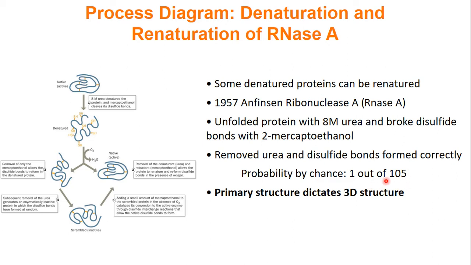And the probability of this happening by chance was 1 out of 10^5. And that number comes from the disulfide bonds reforming correctly. They can reform incorrectly 10^4 ways and only reform correctly 1 way. And he saw that the majority of the proteins reformed the correct way. And the big takeaway from this, and what is true about proteins, is that the primary structure of a protein will dictate what it looks like in 3 dimensions. So primary structure dictates secondary, tertiary, and quaternary structure.